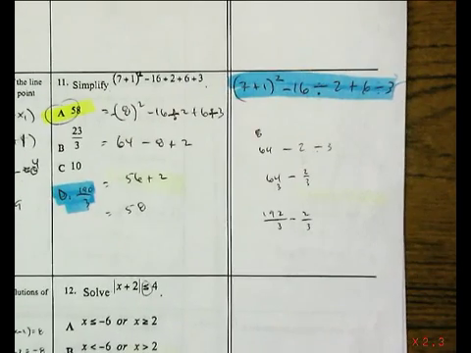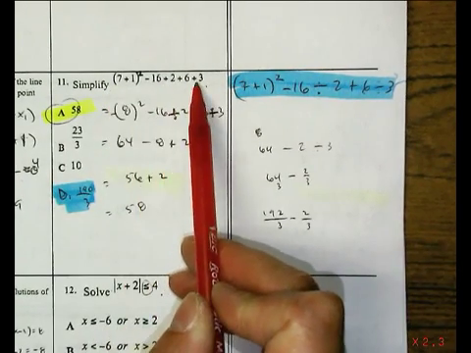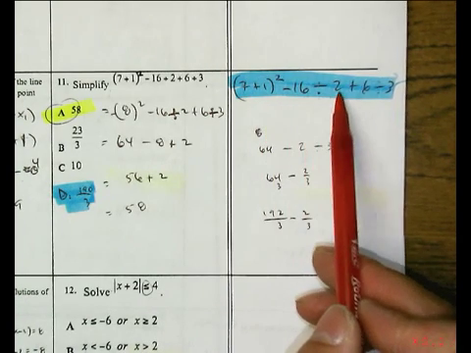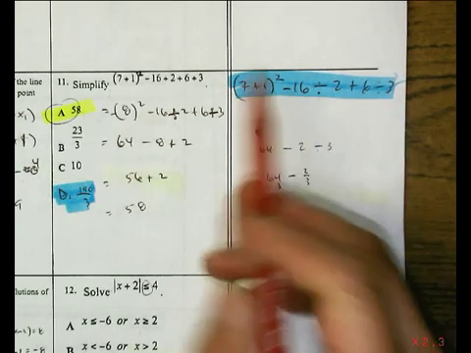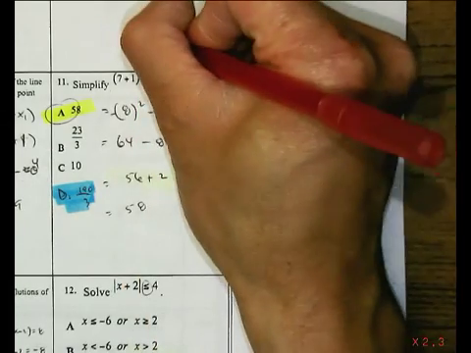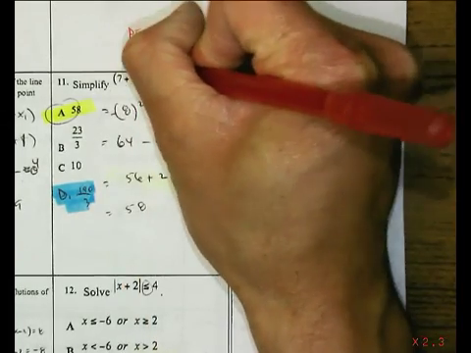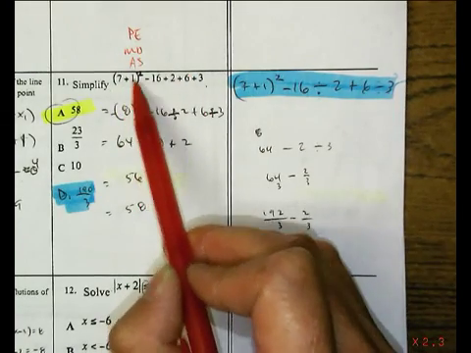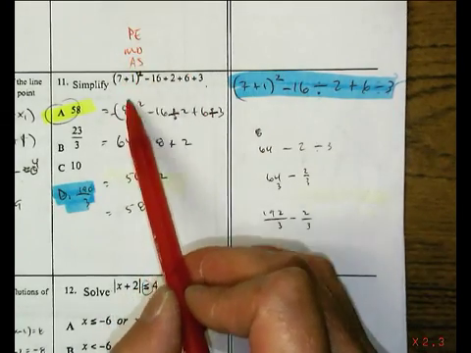Number 11, that was a little bit squished and difficult to read. So if you rewrite it, it's 7 plus 1 squared minus 16 divided by 2 plus 6 divided by 3. So in PEMDAS, remember you're doing these as chunks as I go left to right. So the first thing I see here is the parentheses. So I do 7 plus 1 is 8.